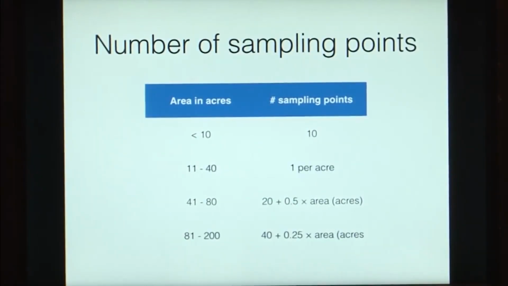If our plantation is less than 10 acres, then we go for 10 sampling points. If it is 11 to 40 acres, we take 1 sampling point per acre. If we have 41 to 80, we have 20 plus 0.5 times the area in acres. And if we have 81 and above, so a very large sized forest, then we take a minimum of 40 points plus 0.25 multiplied by the area in acres. So this is the minimum number of sampling points that we must take.